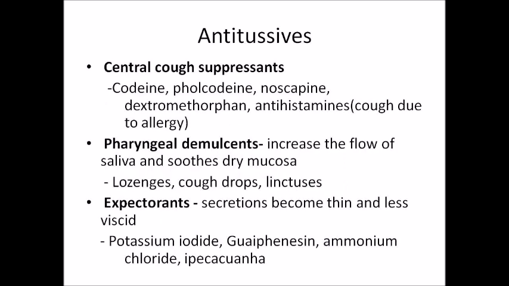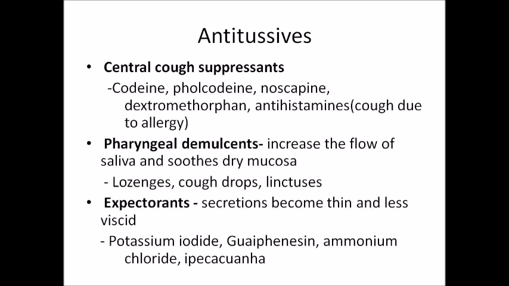There are three groups. One is central cough suppressants. These agents inhibit the cough center in the medulla. Examples are codeine, pholcodine and noscapine. And antihistamines can also be given if the cough is due to an allergy. Codeine and pholcodine are used in cough syrup. Some people, you would have noticed, say after having the cough syrup, I am feeling drowsy, I am feeling sleepy. This is because of the presence of codeine in the cough syrup.